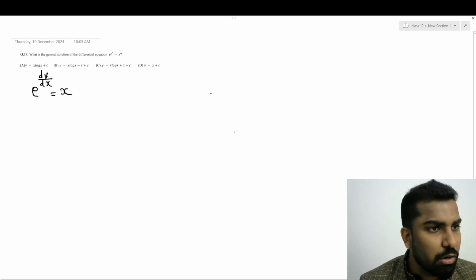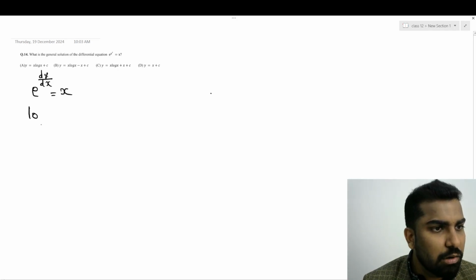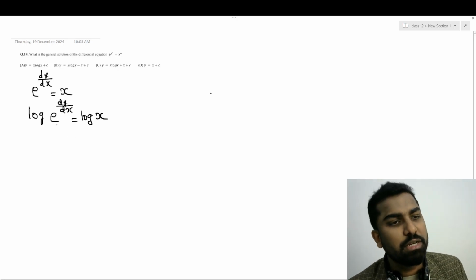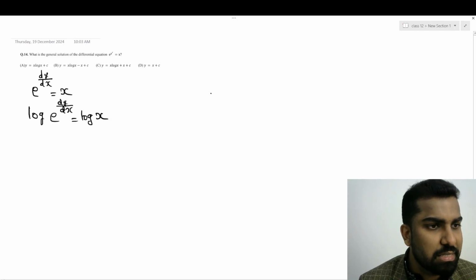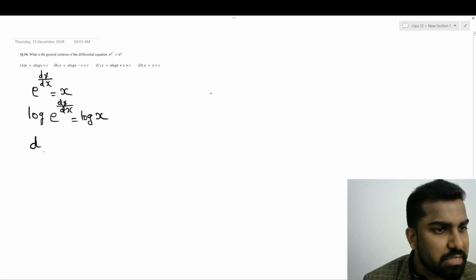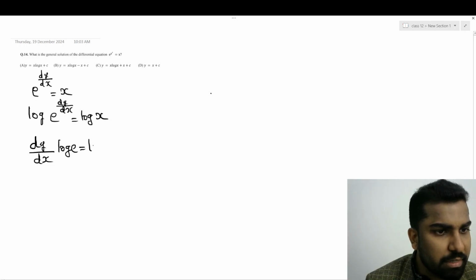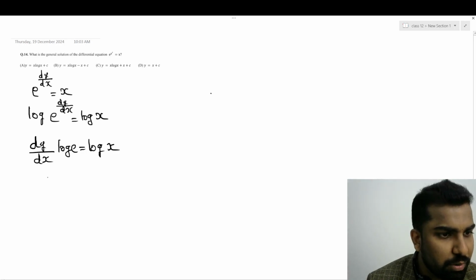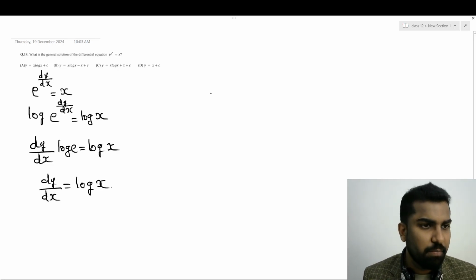Now I am going to take log on both sides. Log of e to the power dy by dx will be equal to log x. Using log a to the power m equals m into log a, we get dy by dx into log e equals log x. There is no doubt in that. Log e is equal to 1, so dy by dx will be equal to log x. Till now there is no problem, basic only.